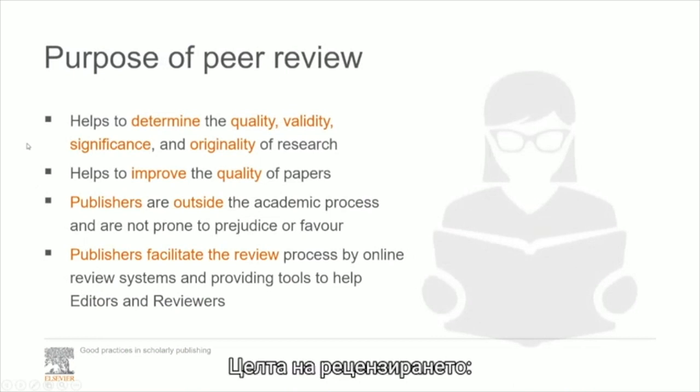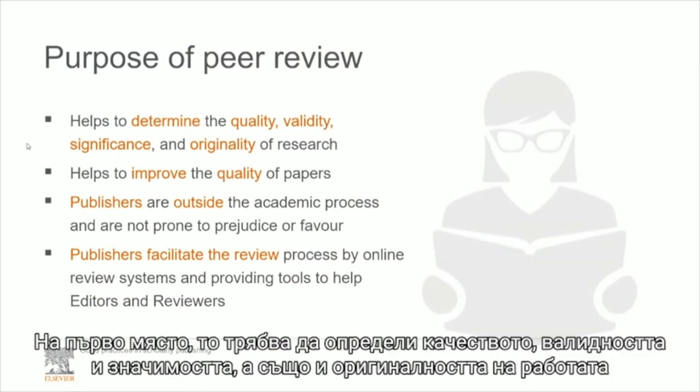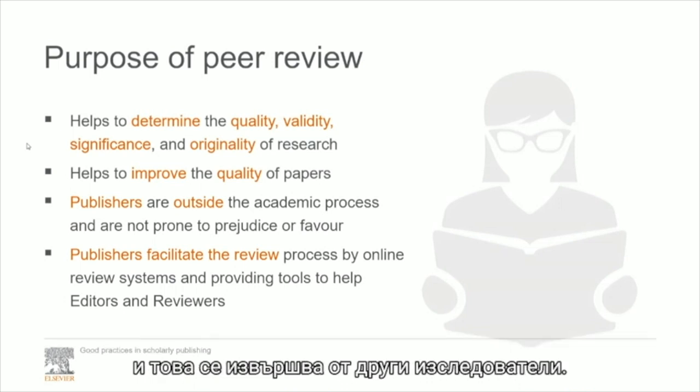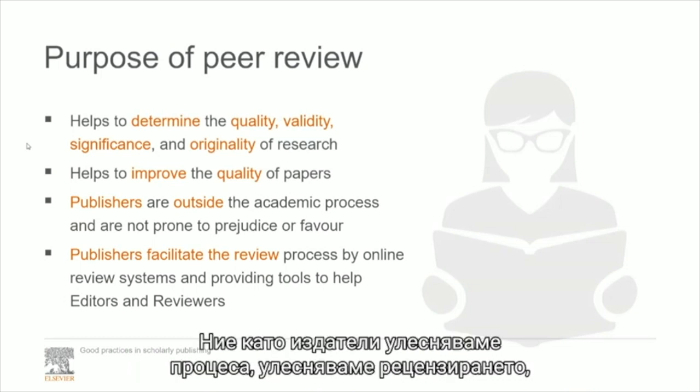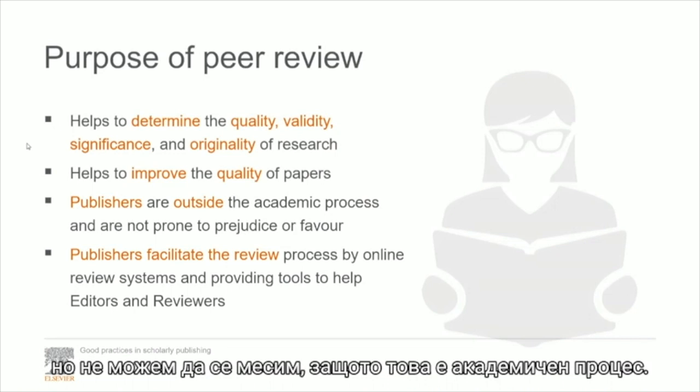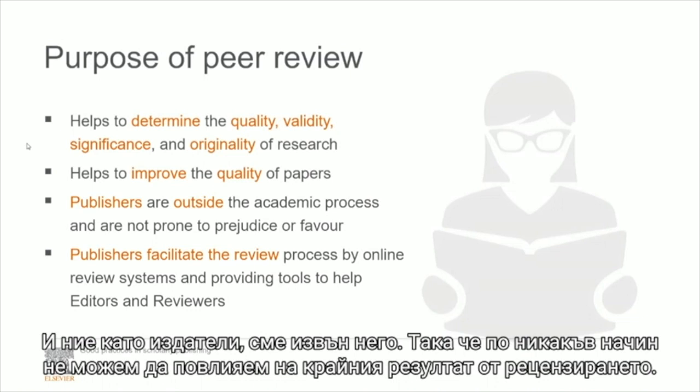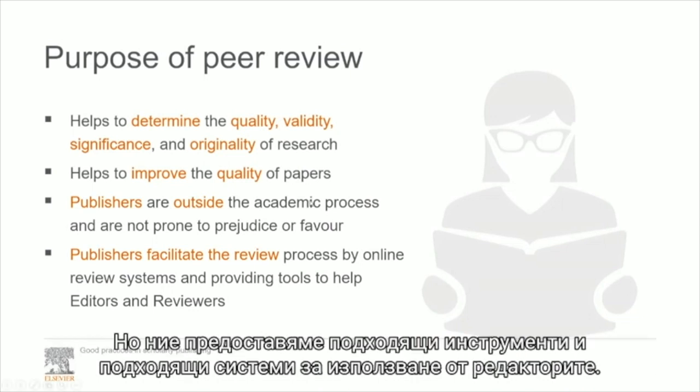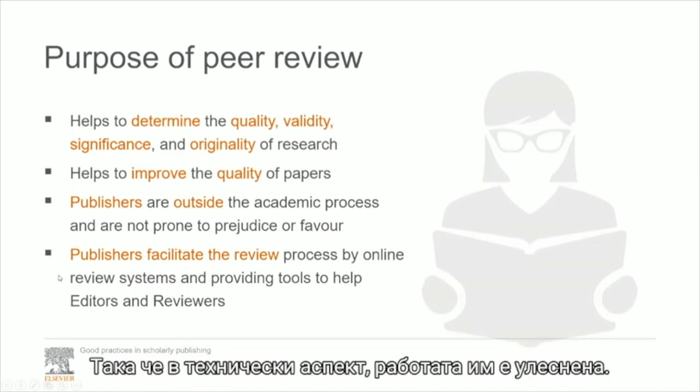The purpose of peer review. First of all, it helps to determine the quality, validity, significance, and also originality of the work. And this is carried out by other researchers. We as publishers facilitate the process, we facilitate peer review, but we do not deliver it. We cannot really intervene with it because this is the academic process, and we as publishers are outside, so we cannot in any way influence the final outcome of the peer review. But we do provide appropriate tools and systems for the editors or the reviewers to use, so that from the technical aspect their work is facilitated.